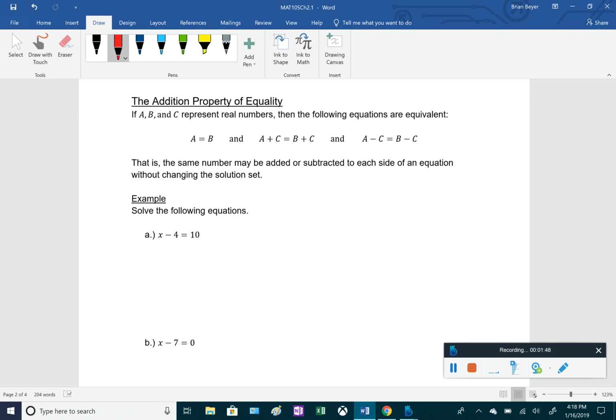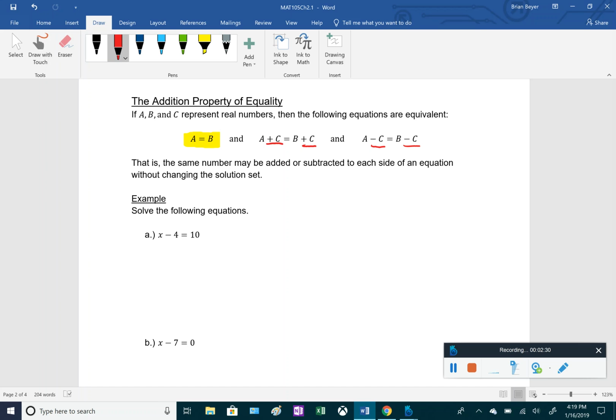Okay, so for what exactly the addition property of equality says: if a, b, and c are real numbers, then the following equations are equivalent. If we have a equals b, that just means we have something equals something. If we add a number, which we're going to call c, to both sides of the equation, that's not technically changing anything. And similarly, if we subtract a number from both sides of the equation, that's also not changing anything. That's what the addition/subtraction property of equality states.